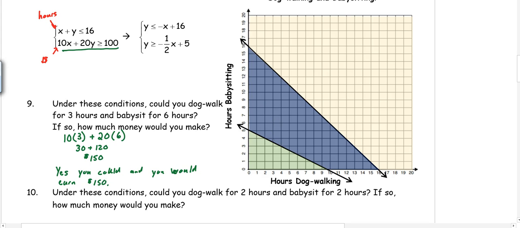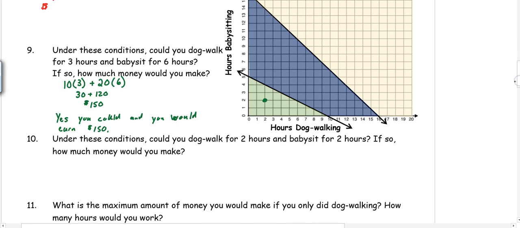In the next one, under the condition, could you dog walk for 2 hours and babysit for 2 hours? So 2 hours and 2 hours puts you in this green section, which is not our feasible region. So under these conditions, we can't do that job for those many hours. So we would just say, no, you can't, and we don't need to figure out how much money we would make. No, you could not.